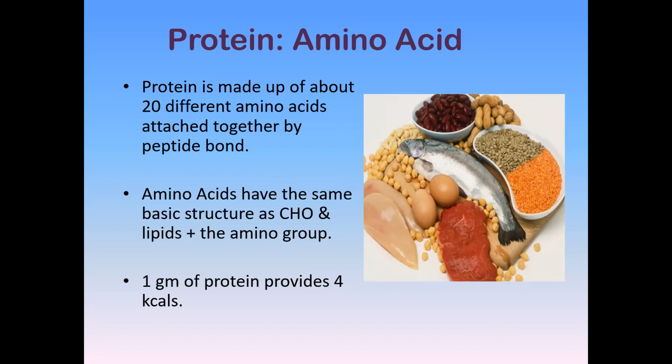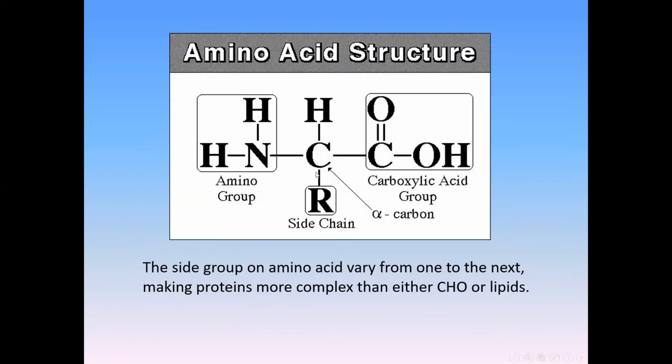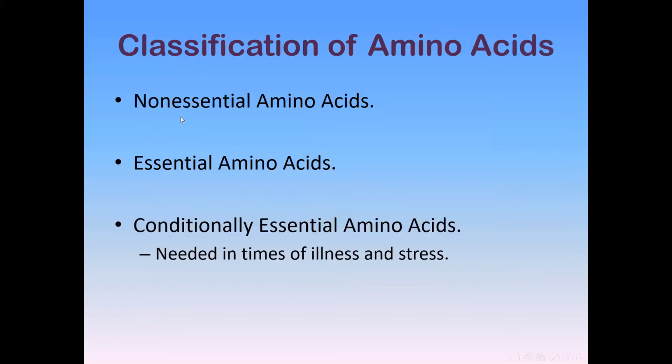It's similar to carbohydrates in terms of calories provided, 4 calories per 1 gram. And this is how it looks. So as you can see here, the amino group is the thing that differentiates the protein from other macronutrients. Now, how can we classify the amino acids? We can classify them according to essential, non-essential, and conditionally essential.